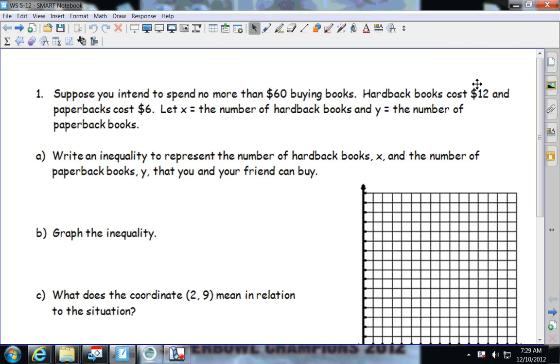Okay, this goes along with 5-12. This is the applications of two variable inequalities. First off, it says, suppose you intend to spend no more than $60. On your paper, circle no more than and put less than or equal to. That will help me remember that that's the symbol I'm supposed to use.